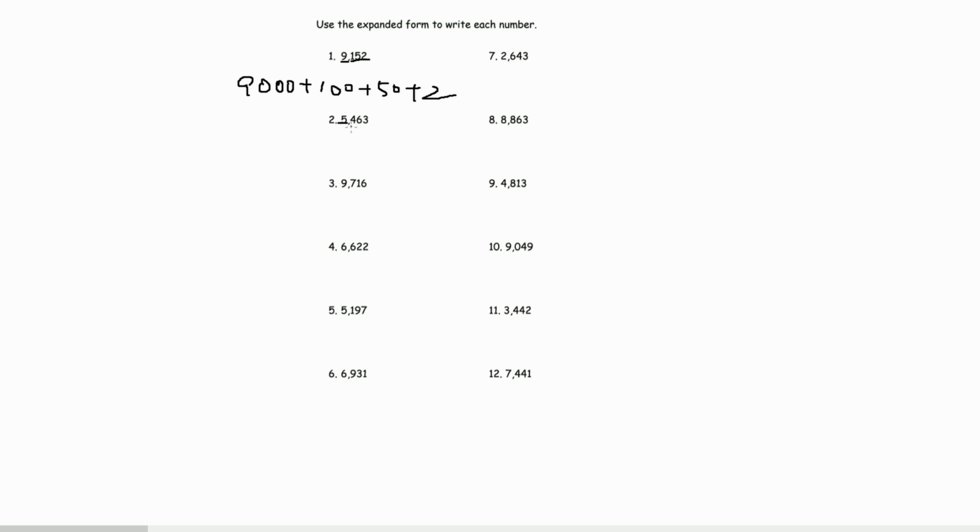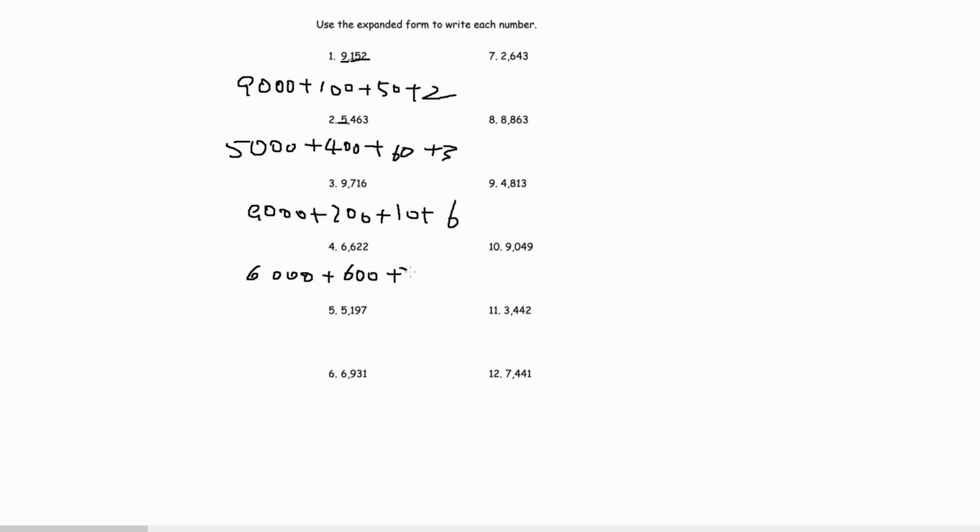We have 5 in the thousands. We have 4 in the hundreds. We have 6 in the tens, and 3 in the ones. Same for this one. 9000 plus 700 plus 10 plus 6. 6000 plus 600 plus 20 plus lastly 2. 5000 plus 100 plus 90 plus 7.